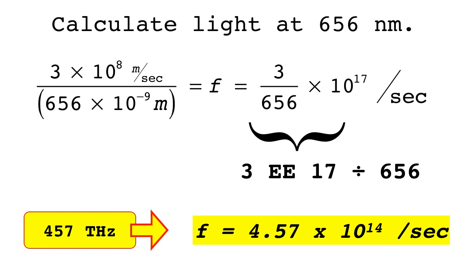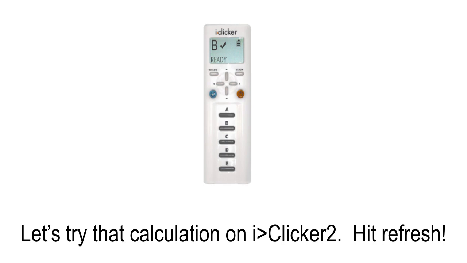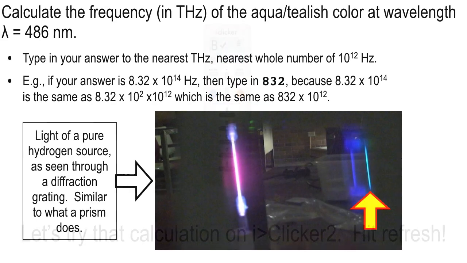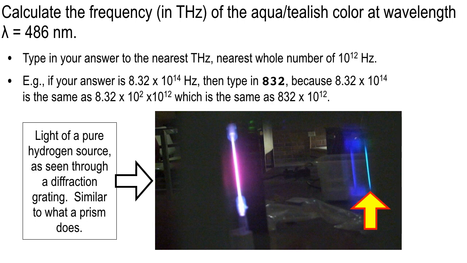Now, your clicker question, I'm going to ask you to do the same thing. When you calculate, you're going to have a number out in the 10 to the 14 hertz. And I want you to convert it to terahertz because that's a number that's pretty small, three digits. And you don't have to use scientific notation. All right? So let's do it. Let's try a calculation on iClicker. Calculate the frequency in terahertz of the aqua tealish color at wavelength 486 nanometers. Same kind of calculation. And hit the refresh button on your calculator, by the way.